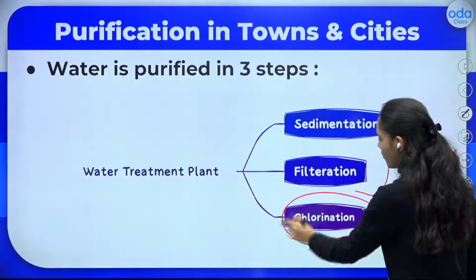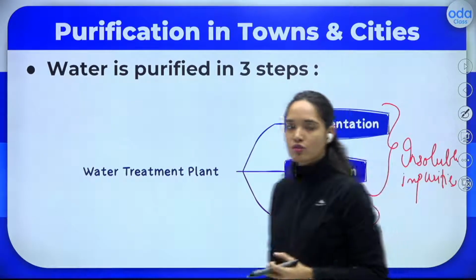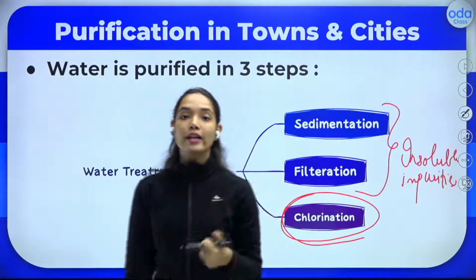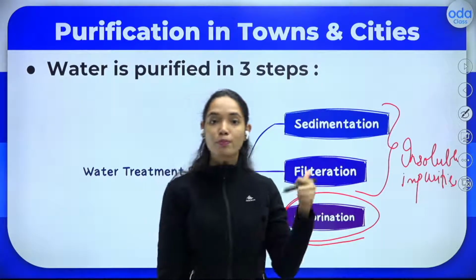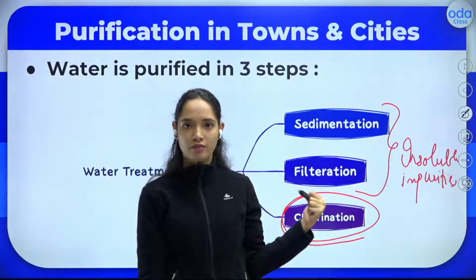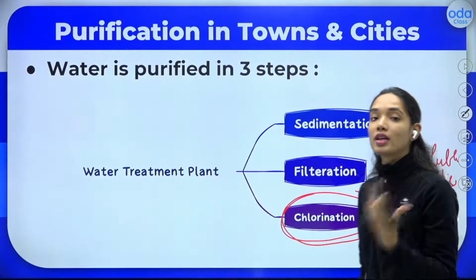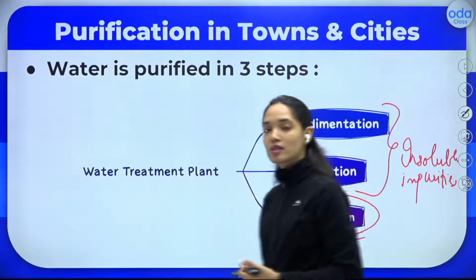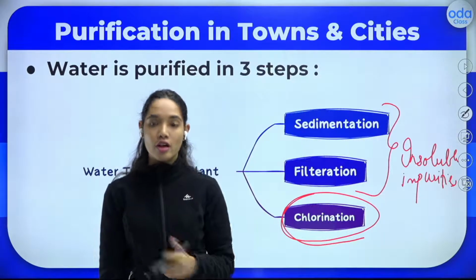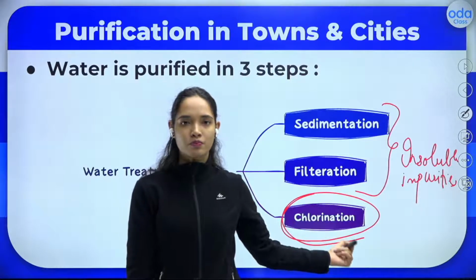chlorination. Very, very important, chlorination. What does chlorination mean? Addition of chlorine to the filtered water. When we add chlorine to the filtered water to kill the germs, that process is called chlorination. Very, very important step. Okay?